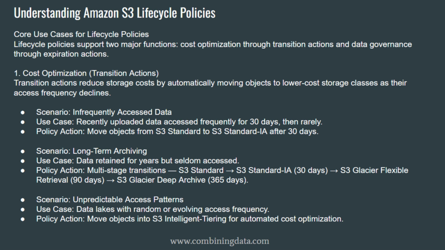Another important use case is when access patterns are unpredictable. In those cases, lifecycle policies can move objects into S3 Intelligent-Tiering. This allows AWS to automatically monitor access patterns and shift objects between frequent and infrequent access tiers without you having to predict usage ahead of time.